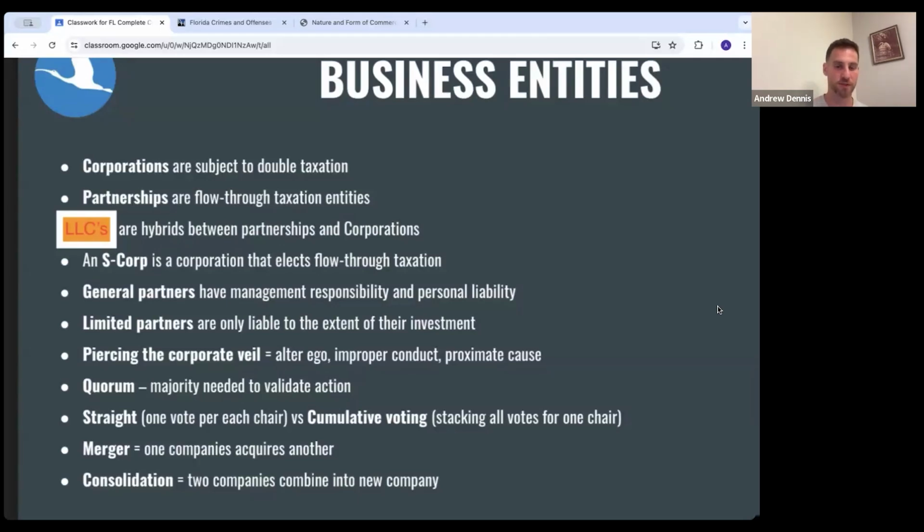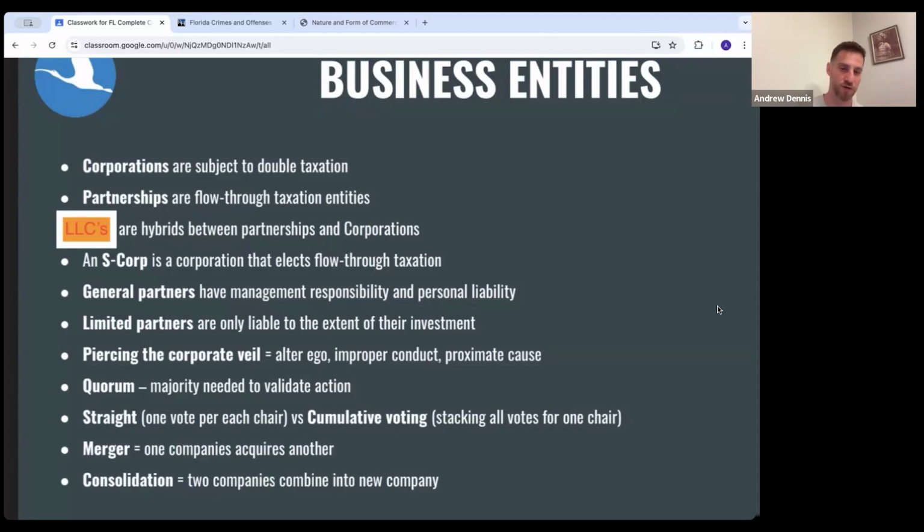A quorum is the majority needed to validate an action. So a quorum means how many directors do we need to have a vote? In the absence of language to the contrary, it's usually a majority. Like if there's 12 people, we would need to have 7 people there to have a vote, and then we would need to have 4 of the 7. But they could tell you language to tell you what would constitute a quorum.